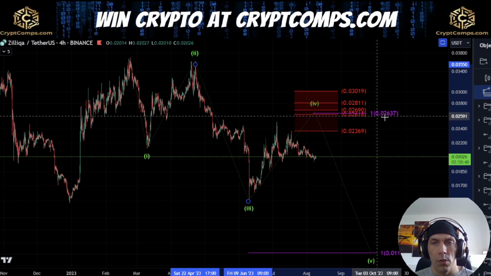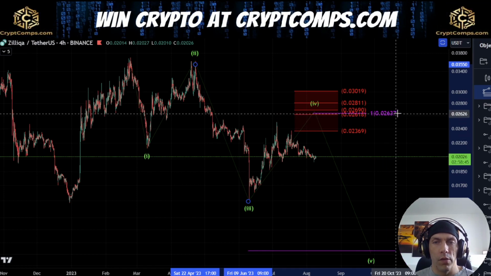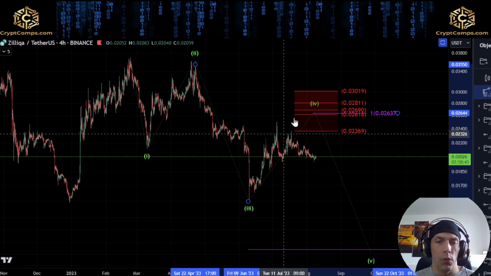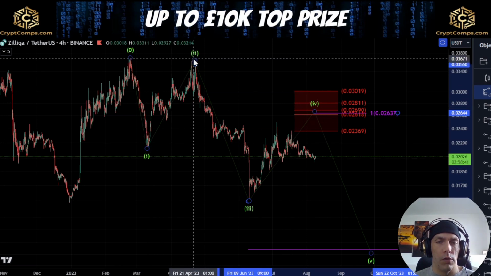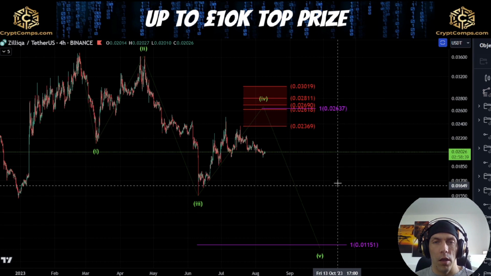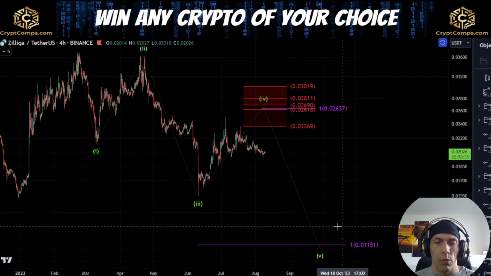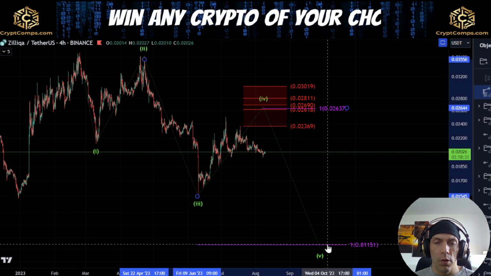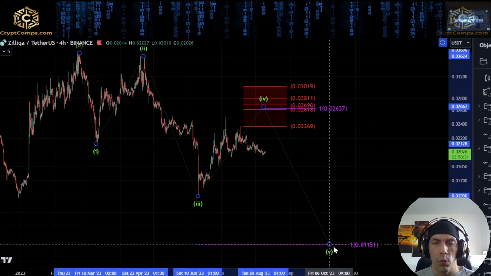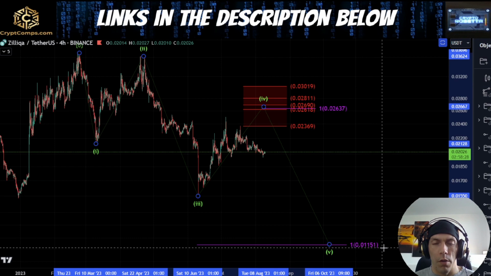What I want to see though is a move up past this 2637, because that would make the 4th wave larger than this wave 2, which is what we want to see when we get an expanding diagonal. If we did move up towards those levels of this 2637, effectively what we'd be looking for as a target then for this 5th wave would be this 1151.